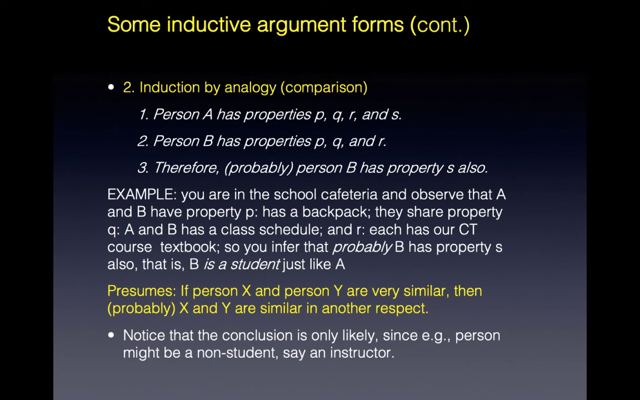For example, you're in the school cafeteria and you observe that persons A and B have the following properties. Each has a backpack. They both have a class schedule in hand, a printout. Each of them has our critical thinking course textbook. So you conclude that probably person B, like person A, has property S, namely that person B is a student. The idea here is you're going to think the person is a student because they share all these other properties. Notice that the conclusion is only likely, since, for example, the person might be a non-student, say an instructor. I might be sitting in that cafeteria and have all those properties and yet not be a student.